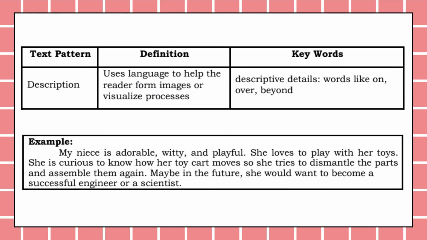Text pattern: Description uses language to help the reader form images or visualize processes. Keywords: descriptive details, words like on, over, beyond. Example: My niece is adorable, witty, and playful. She loves to play with her toys. She is curious to know how her toy cart moves, so she tries to dismantle the parts and assemble them again. Maybe in the future, she would want to become a successful engineer or a scientist.